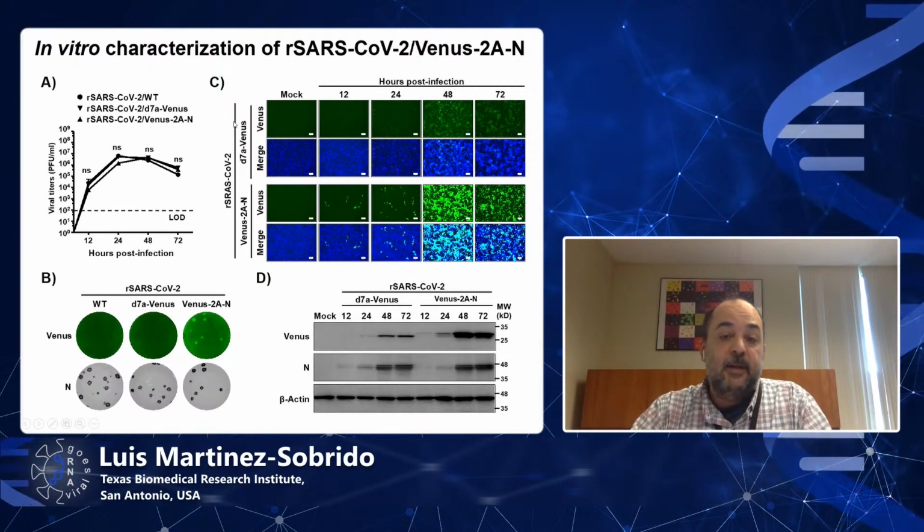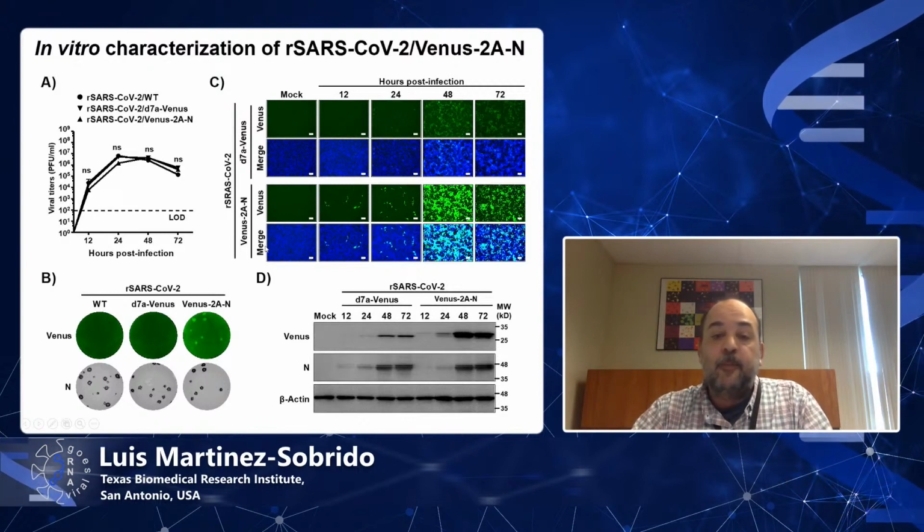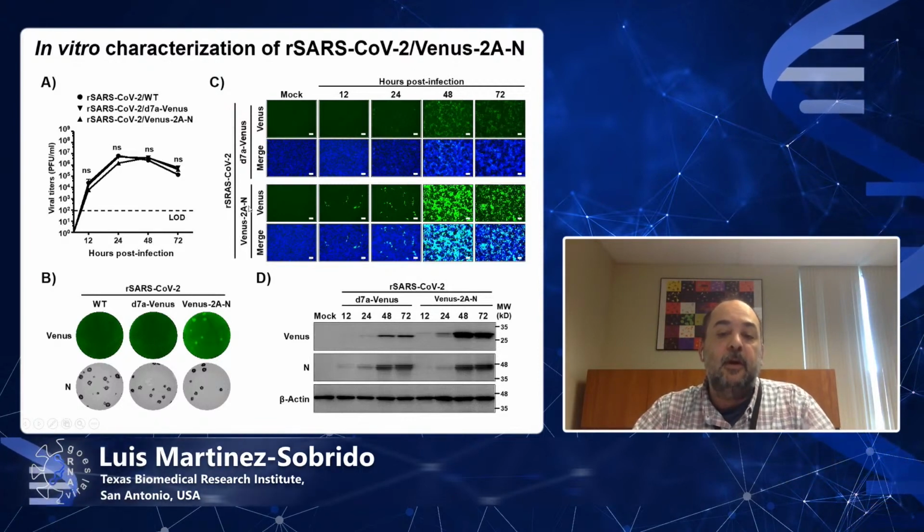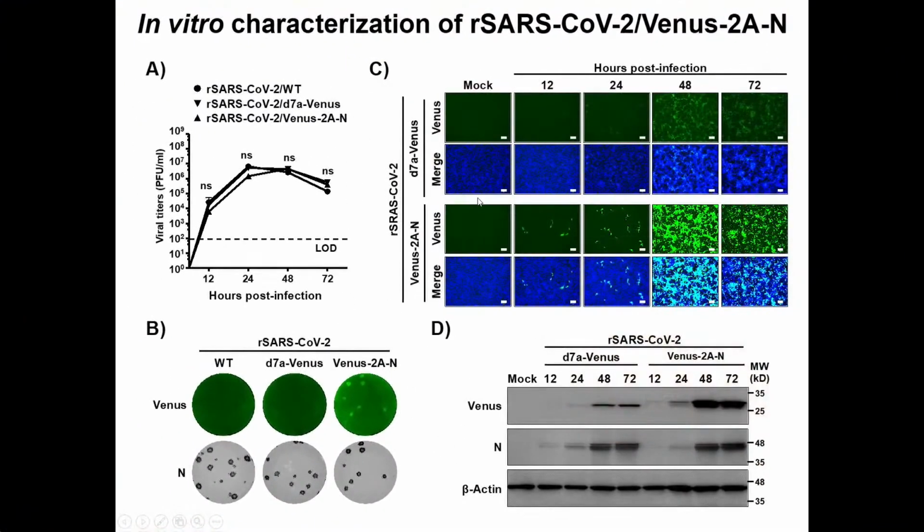Now, to confirm that this was the case, we infected Vero cells with either the virus that expressed Venus from the open reading frame 7A or the virus that expressed Venus from the nucleocapsid locus, and analyzed Venus expression at different times post-infection by fluorescent microscopy, shown in panel C, or by Western blot. As you can see, by either immunofluorescent microscopy or Western blot, the levels of Venus expression are much higher in the virus that expresses it from the nucleocapsid locus than from the open reading frame 7A.